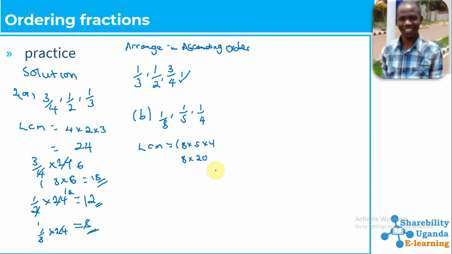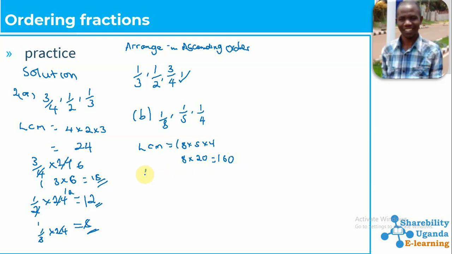8 times 20, 8 times 20. We shall get our answer here as this is the same as this. What is 0 times 8? We get a 0. What is 2 times 8? We get 16. That's how we can get it.